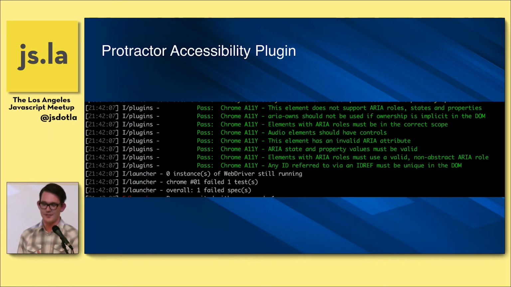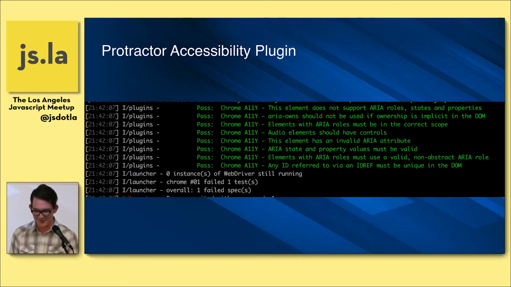Our next line of defense is the Protractor accessibility plugin. Protractor is a library that lets you write Selenium end-to-end tests with JavaScript. And this plugin is super, super cool. What it does is it runs the Google Chrome developer tools at the end of your end-to-end test. So if anything is not caught statically but could be caught at runtime, the error would pop up here. This has helped us find a lot of bugs before they've gone out to production too.